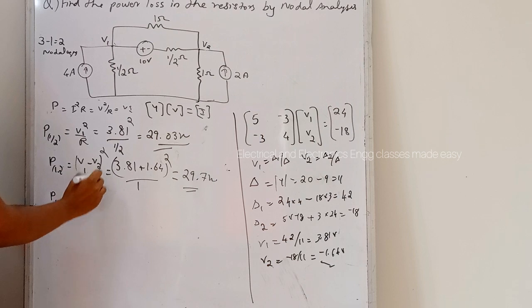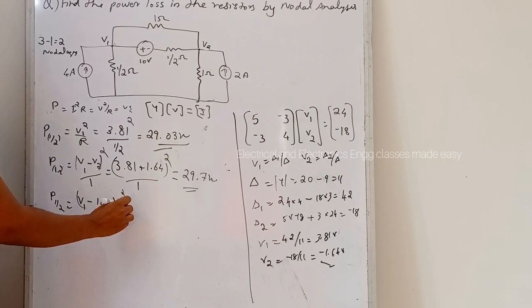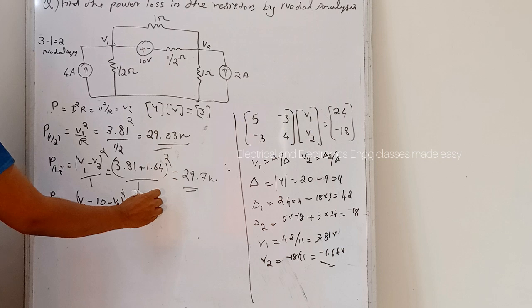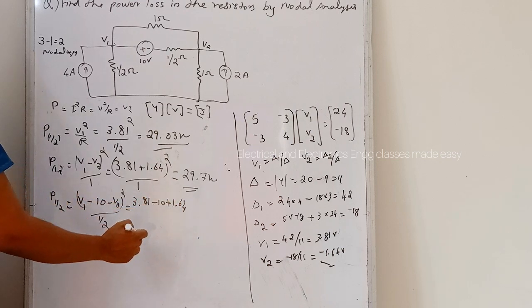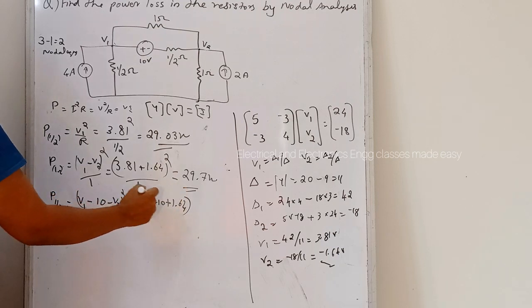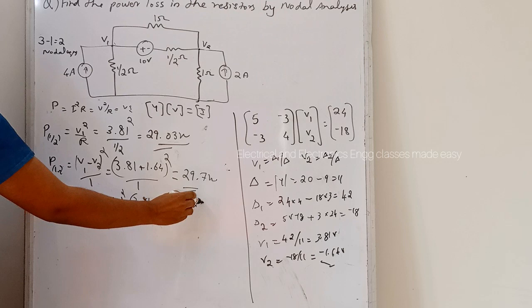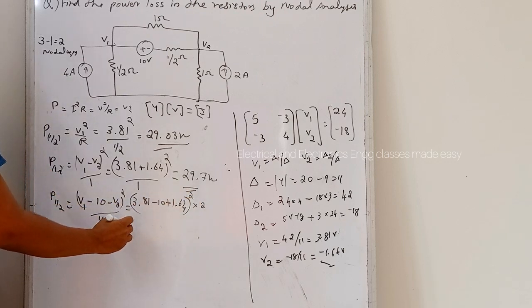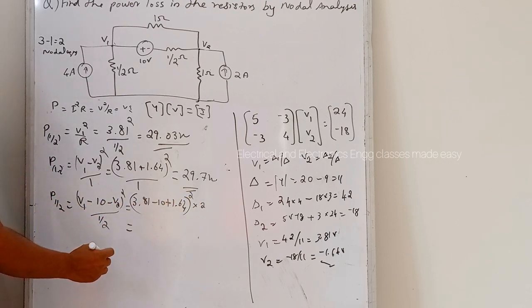Then power loss in this resistor P 1 by 2 is equal to, from this side we can write (V1 minus 10 minus V2) whole squared divided by 1 by 2, and that is equal to, V1 is 3.81 minus 10 minus of minus, plus 1.64, divided by 1 by 2, that is into 2.